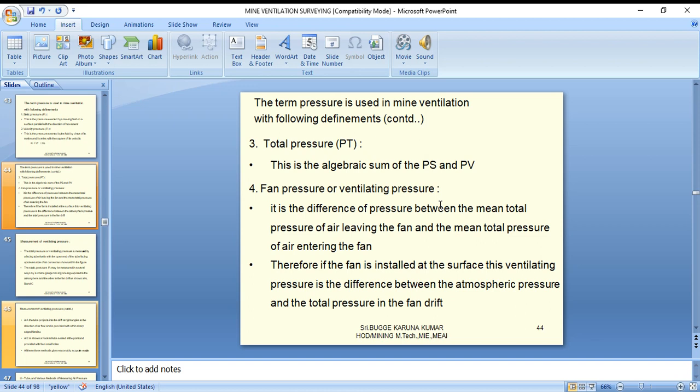Fan pressure or ventilating pressure is the difference of pressures between the mean total pressure of air leaving the fan and the mean total pressure of air entering the fan. So what is the fan pressure? It is the difference of pressure between the mean total pressure of air leaving the fan and the mean total pressure of air entering the fan. Therefore, if the fan is installed at the surface, this ventilating pressure is the difference between the atmospheric pressure and the total pressure in the fan drift.